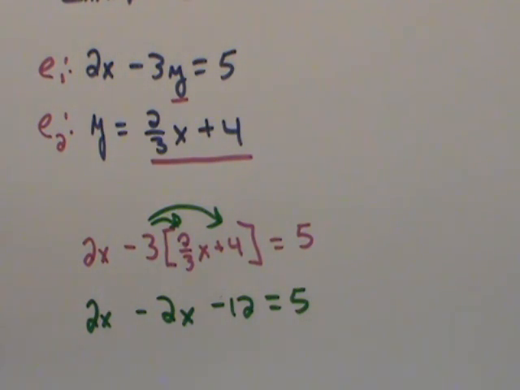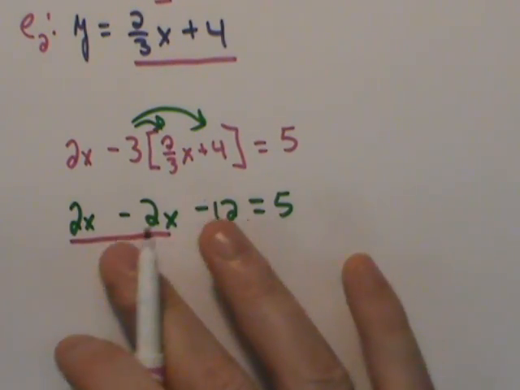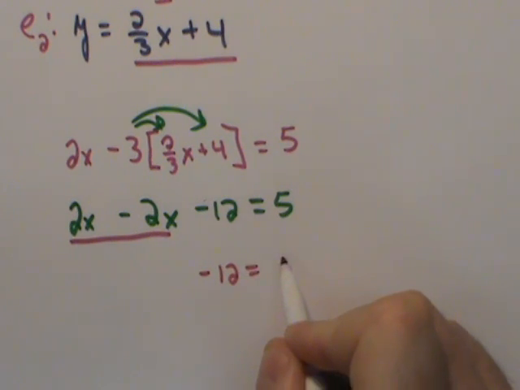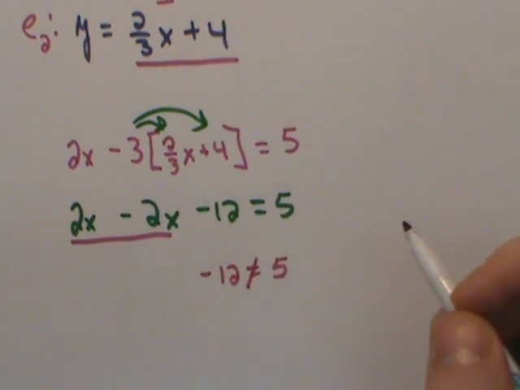KISS, keep it simple, silly. Combine your like terms. You get 2x take away 2x. That variable is going to drop out. That drops out, that's 0. And so I get this statement of negative 12 equals 5. I evaluate that statement. That statement is clearly false.